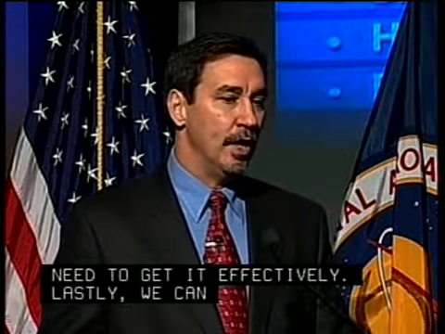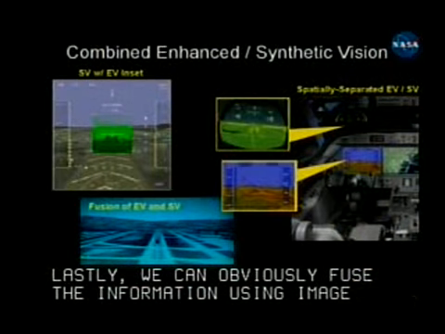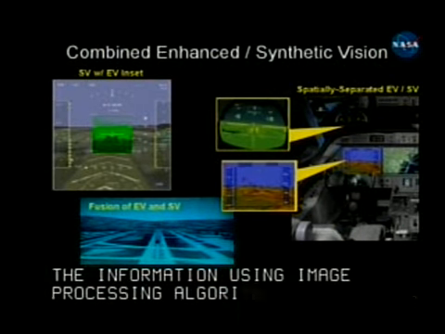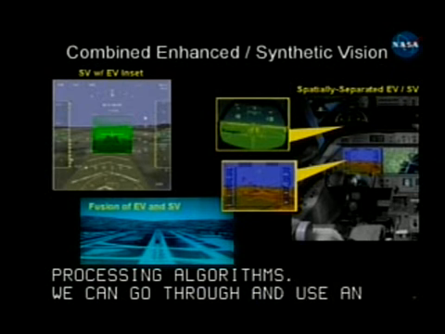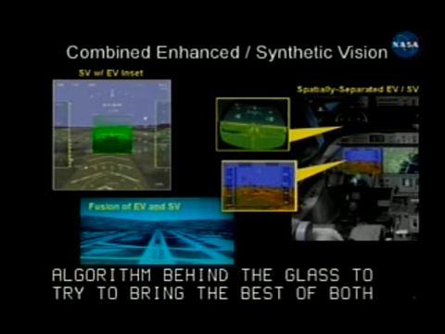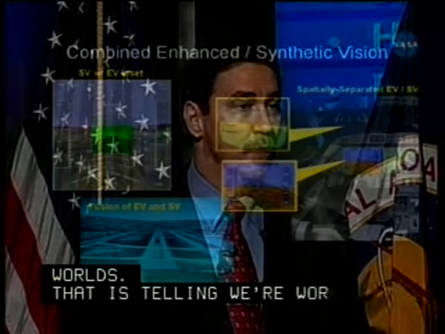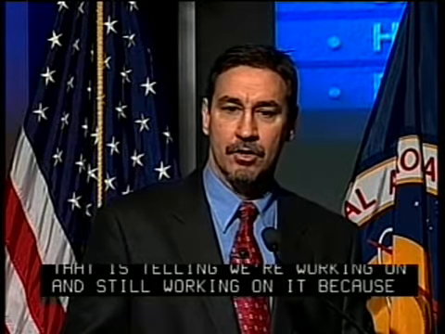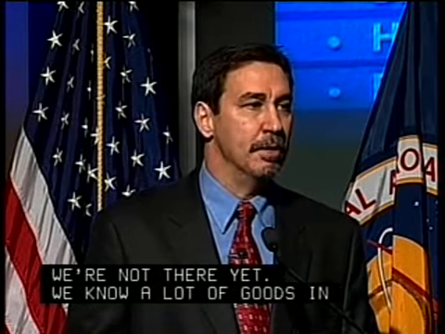We can go through and we can use an algorithm behind the glass again to try to bring that best of both worlds. That is technology that we are working on. We still are working on it because we're not there yet. We know a lot of the goods in terms of how to do it, but we don't know all the answers because it's not a trivial problem at all.